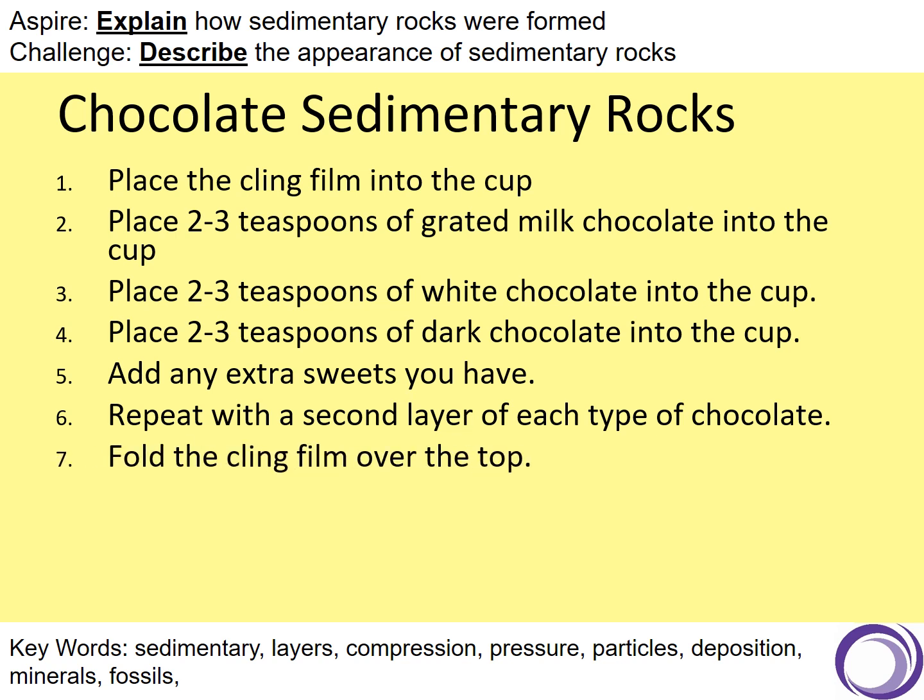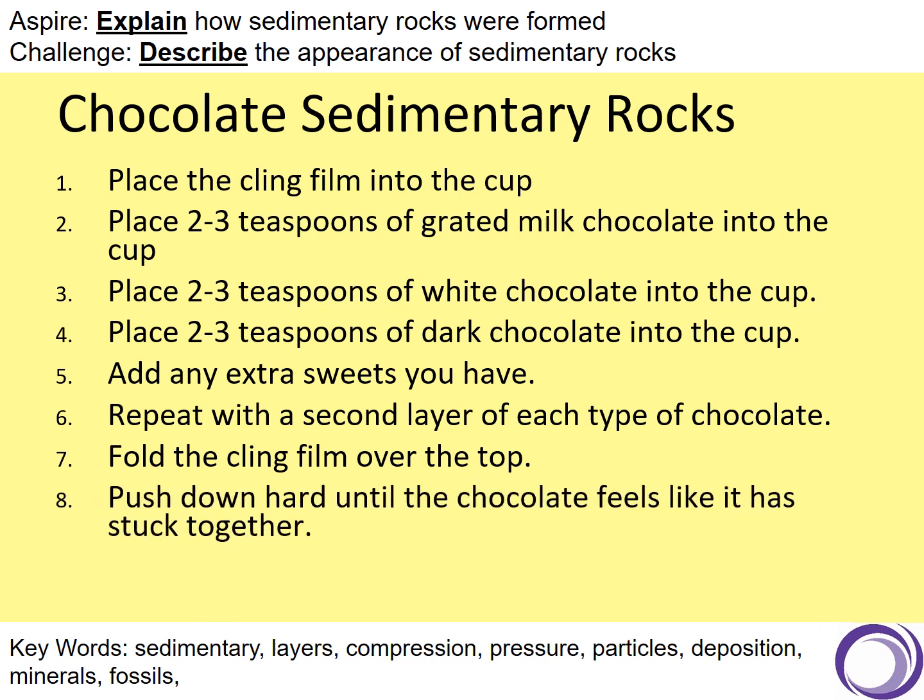Then fold the cling film over the top of the chocolate so it's fully encased, and then push down hard until the chocolate feels like it's stuck together. At this point, you could borrow a parent who might have a little bit more force to do this with you. And then finally, peel off the cling film and break the rock in half, and you should be able to see your different layers. And the nice thing, of course, is that you're welcome to eat it afterwards.